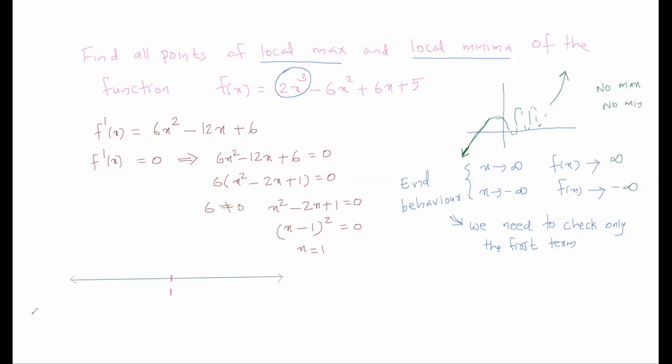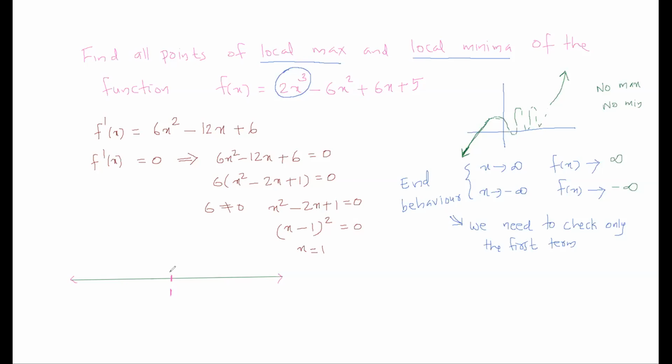So f dash x is equal to 0. Now that point may be a local maximum or local minimum. So we have to check, but there are chances that it may be neither a local maximum nor a local minimum, that we will discuss.